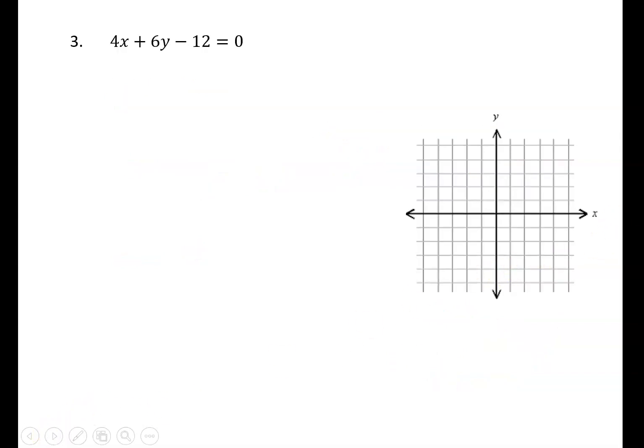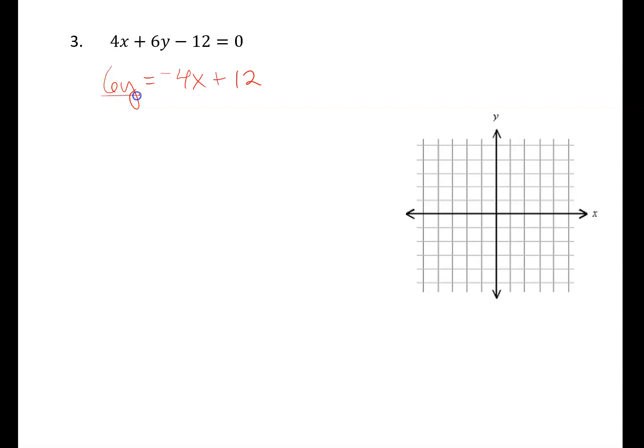Okay, let's do another example. We're still using the slope-intercept method. However, this equation is not in slope-intercept form. So our first step is to get it into slope-intercept form. So to do that, I want this y term to stay on the left side. I'm going to subtract the 4x and add the 12 to move those over to the right side.